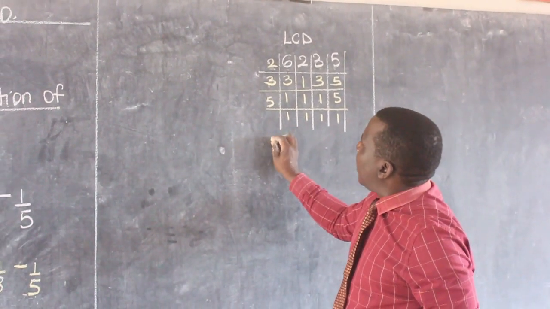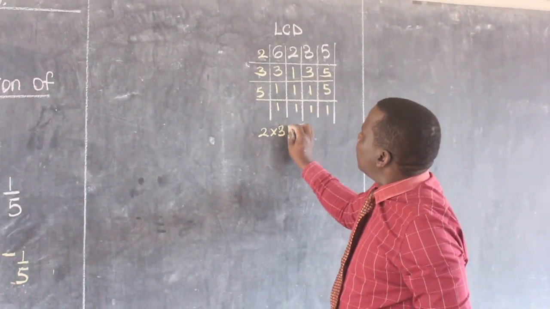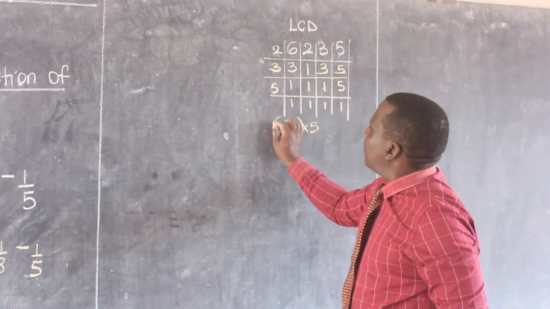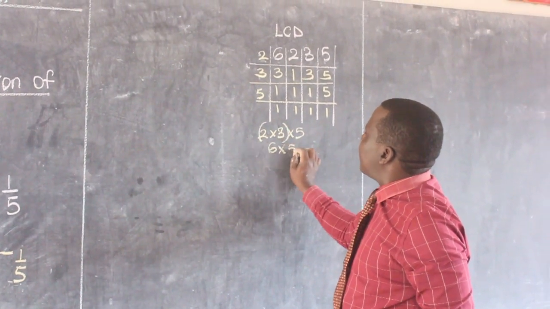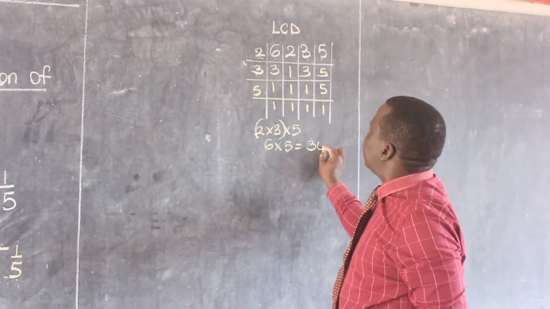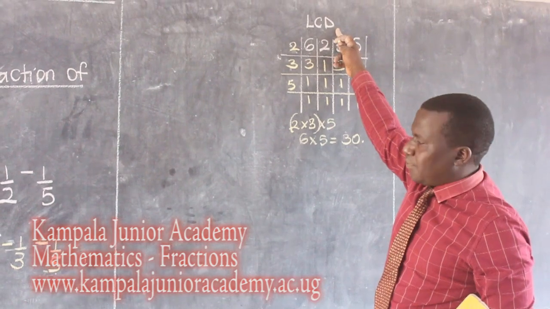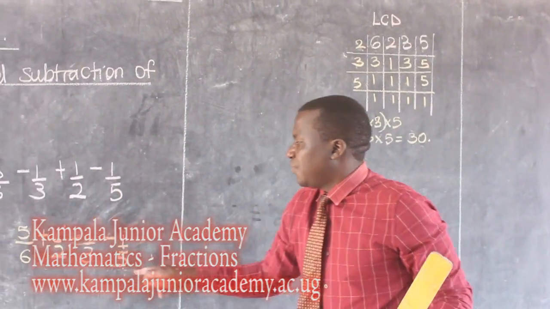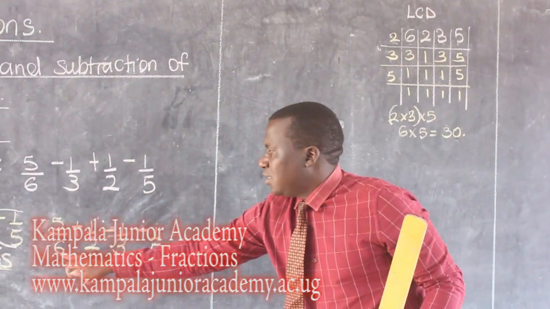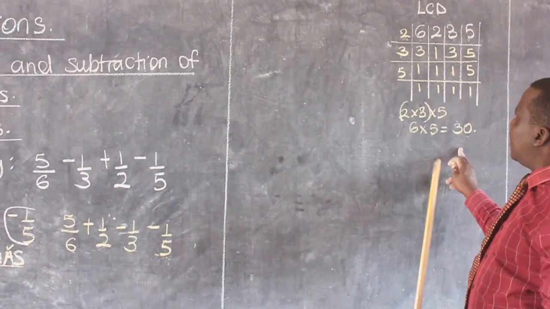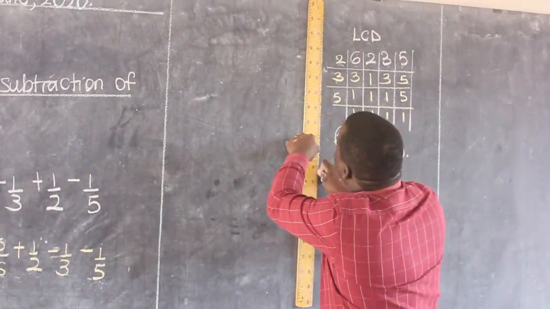So you're going to multiply 2 times 3 times 5. And here I get 6 times 5, which is 30. So our lowest common denominator of all these denominators is 30. So this was our side work.